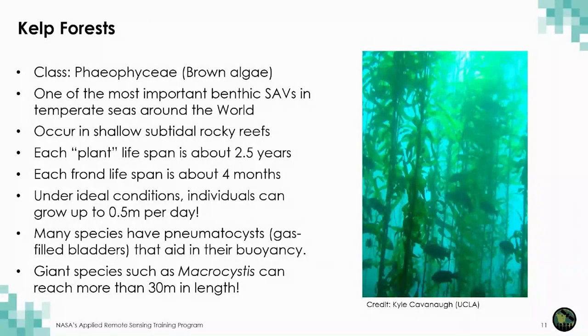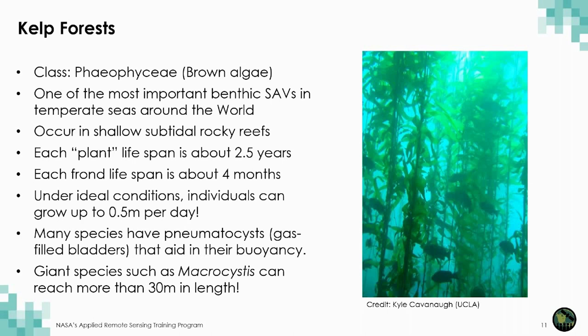Now, kelps, on the other hand, belong to the class Phaeophyceae, or what we know as brown algae. So far, there are about 30 different genera described in several families. Kelps are one of the most important benthic submerged aquatic vegetations in temperate seas around the world, and they only occur in shallow subtidal rocky reefs, up to about 20 or 30 meters of depth. Each "plant" is in quotes, because kelps are not really plants, they are brown algae. Their lifespan is about 2.5 years, but each frond of each, again, "plant," only lasts about 4 months. Under ideal conditions, which is one of the most fascinating things about kelps, an individual can grow up to 0.5 meter a day.